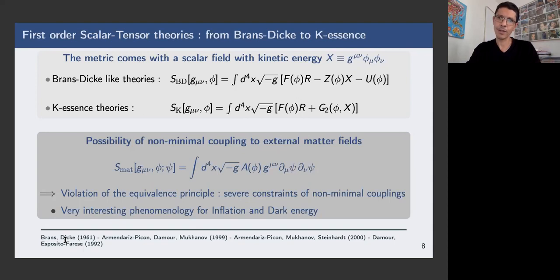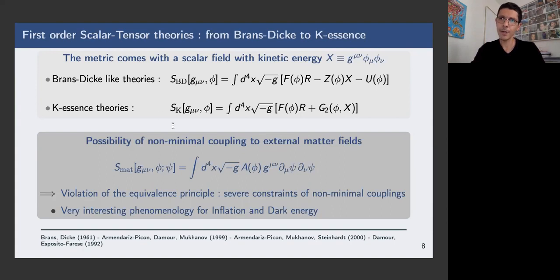And these theories were discovered in the 60s, and in the 2000s, because of the discovery of the acceleration of the universe, we started to reconsider these theories to account for dark energy. And one possibility was to extend this theory, and instead of considering a Lagrangian for the scalar field which is linear in the kinetic energy, we can have a function G2, which is an arbitrary function of phi and X. And these are called K-essence theories. They were studied a lot. I'm not going to explain them or tell more about this.